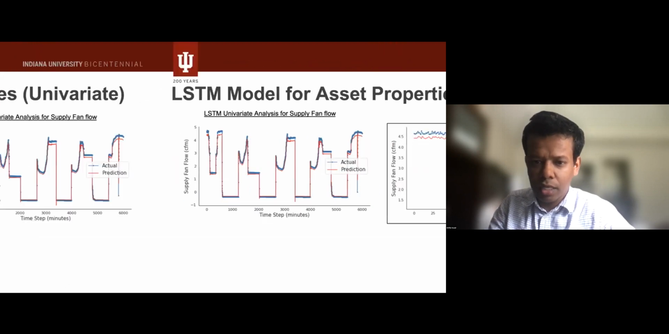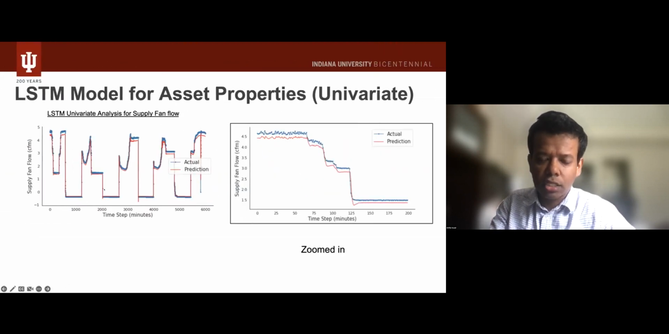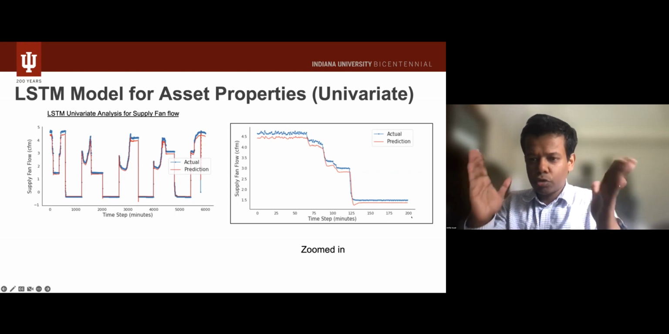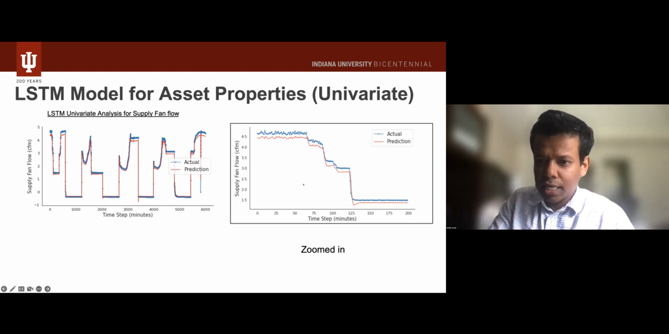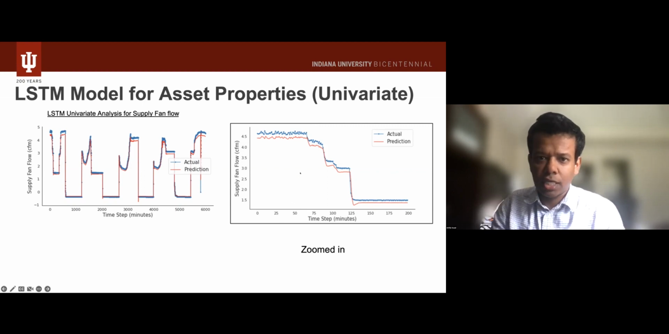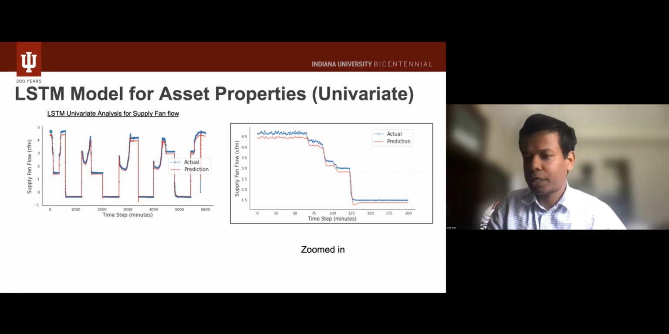We can actually zoom in. For example, we zoomed in on some portion of that time series here. We have 6,000 time steps in the prediction, and in the right figure, we have only 200. Once we zoom in, we can see that there is a gap between actual and predicted values. That is one thing that we'll have to improve in the future, because LSTM is a simple model. We can do better than this.